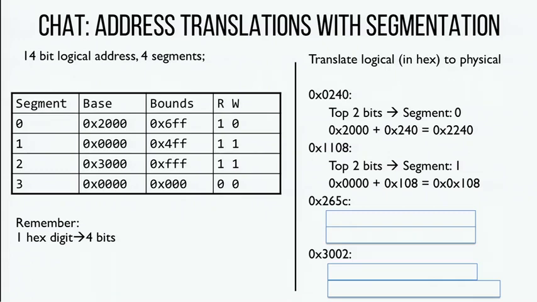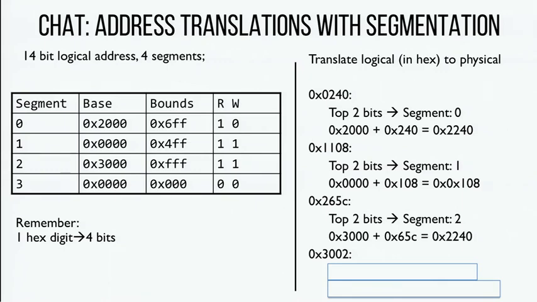Okay. Any more questions? The next one, we are in segment 2. Segment 2 starts at base 3000. The offset is less than the bounds, so this is a valid access. So then we just add 3000 to our offset and get, oh no. Clearly this is a typo from cutting and pasting things to do my animation this morning, and that is the wrong answer. It should be 365C.